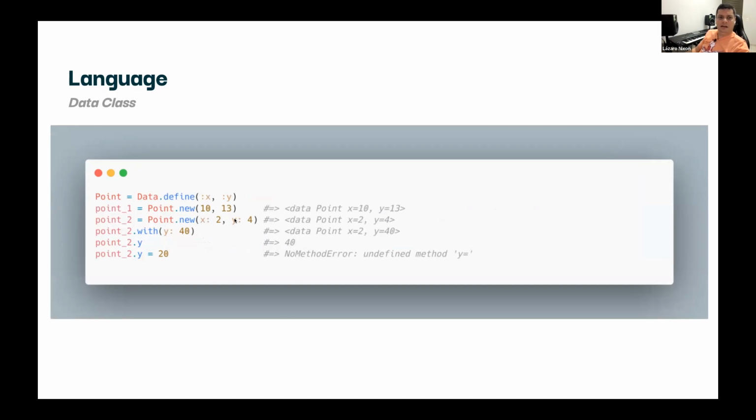So the data class was introduced. You can create a point object this way. Also, you can use keyword arguments. You can change the value with the with method, and then you can see the value was changed to 40. But you can't do stuff like that because the Y property is immutable, so you can just set another value.